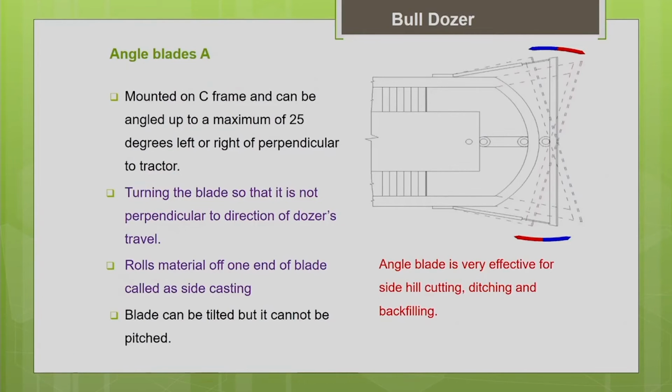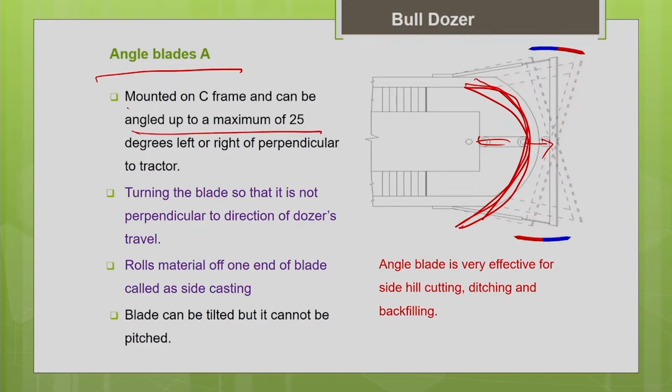Now let us move on to the next type of blade, that is the angle blade. These angle blades, as I discussed earlier, are connected by a C-frame. The C-frame is connecting the tractor and the blade. Because of this C-frame, it facilitates the angling movement. You can see the blade can be turned left or right to a maximum of 25 degrees. It is mounted on a C-frame and can be angled up to a maximum of 25 degrees left or right of the perpendicular of the tractor.